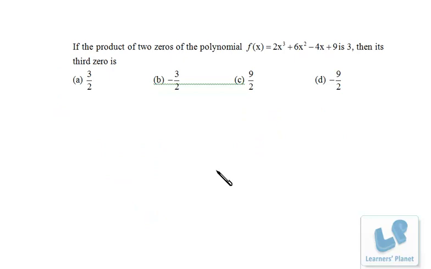Now here the product of two zeros is 3, then what is its third zero? Now it's a very simple problem. Alpha, beta and gamma, the three zeros are there. So the product of them, alpha beta gamma, will be minus 9 by 2, right? And the product of two zeros is 3. Suppose the product of alpha and beta is alpha beta, and that's 3. So we put the value of alpha beta, that's minus 9 by 2. So gamma is minus 3 by 2. So that is the third zero, right?